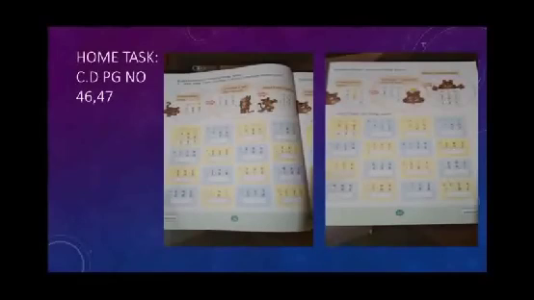Now I have a home task for you. It's Countdown page number 46 and 47. Kids, you will be expert in this topic when you do a lot of practice. So you should do lots of practice in your rough notebook on subtracting 3-digit numbers.